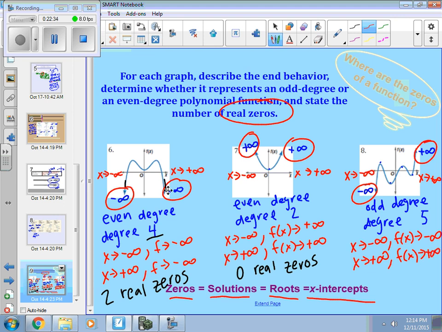Okay, last thing, state the zeros. We just said it could be up to 5 since this is degree 5. Let's see how many there actually are. 1, 2, 3, 4, 5. This one did have 5 real zeros. It can't have more. It could have less than that, but it can't have more. All right, why don't you try some of these out now on the practice.